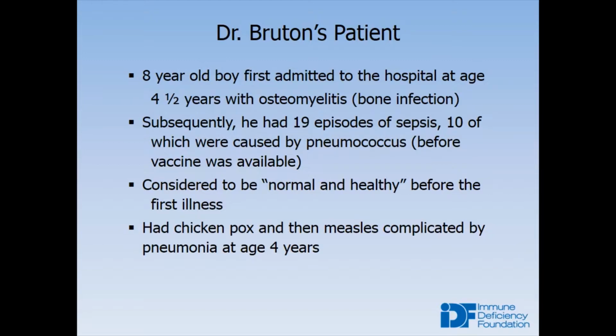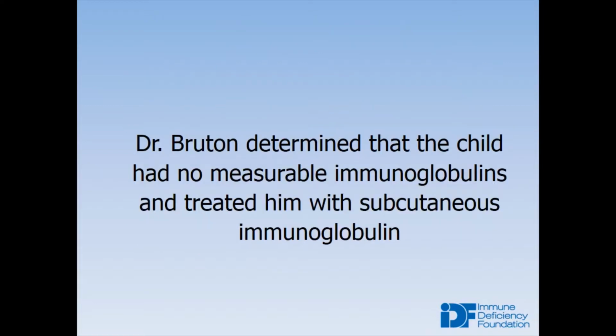Before he was sick, this child was considered to be a completely normal, healthy child. He had childhood illnesses, chickenpox, and then measles, and then got sick after the measles. We should talk about measles and vaccines, but that's another talk. Anyway, Dr. Bruton looked at the child and saw that he had no measurable immunoglobulins, and he gave him subcutaneous immunoglobulin. So the very first treatment was not IVIG, it was sub-Q gamma globulin. It's interesting how we've come full circle.